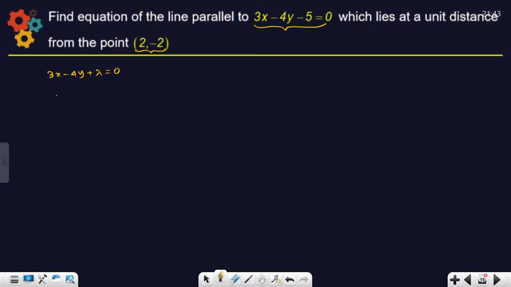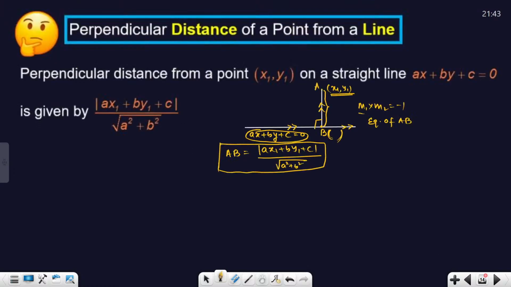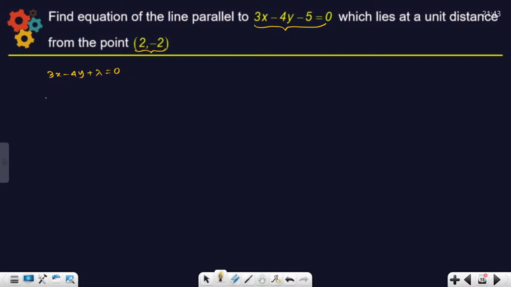So what is the perpendicular distance? Just now we have learned the formula, so we will simply apply that formula. Let me write it here so you will be comfortable. This is the perpendicular distance. (x1, y1) is the point which is outside the line. In this case, (x1, y1) is your (2, -2).